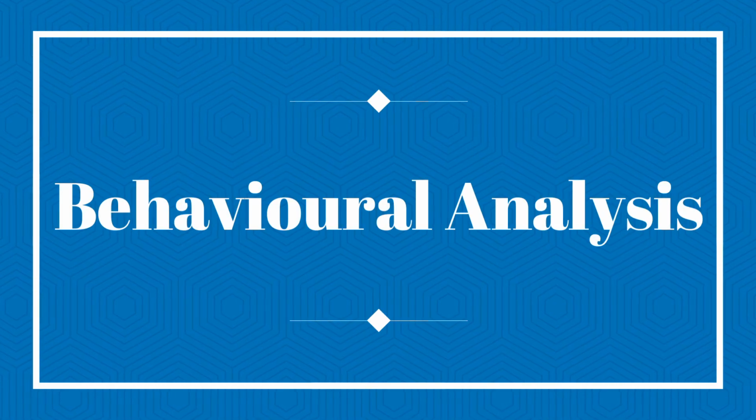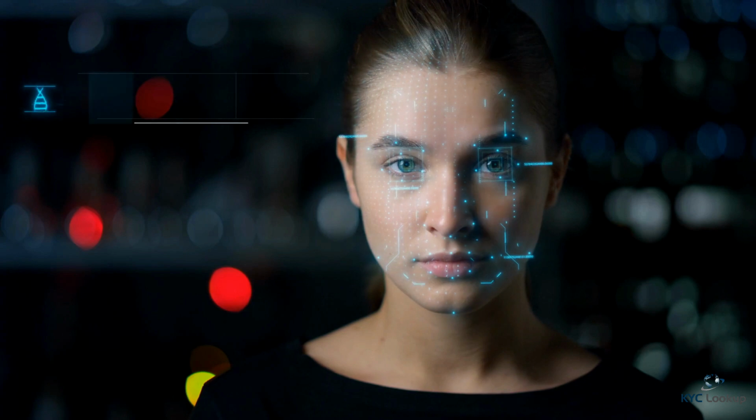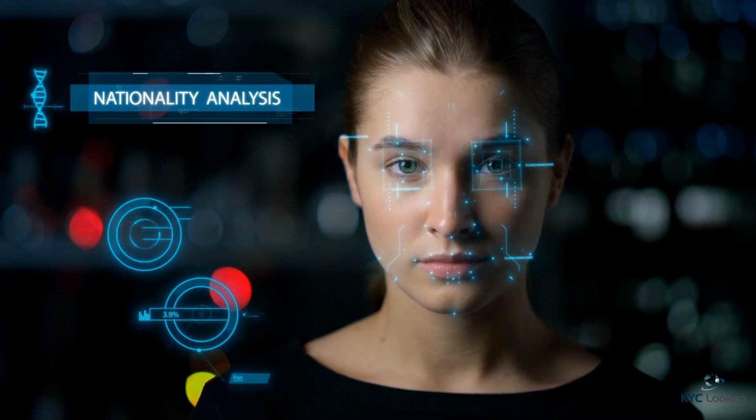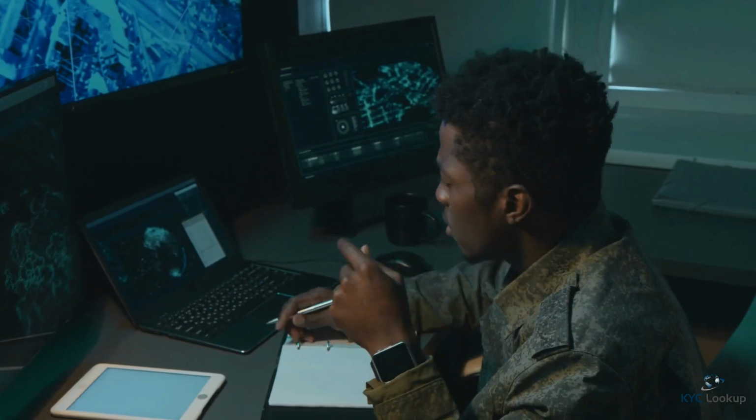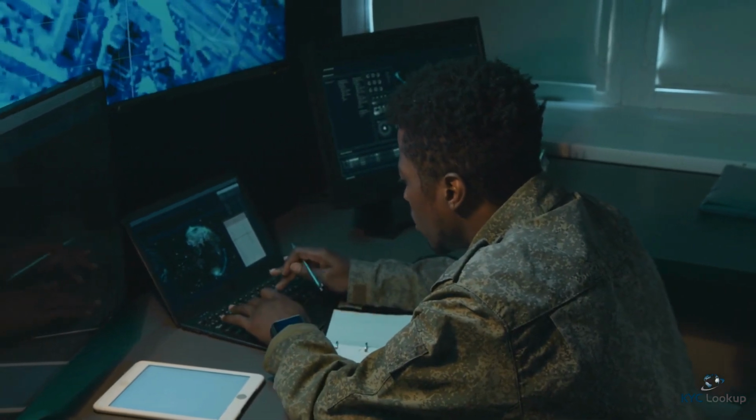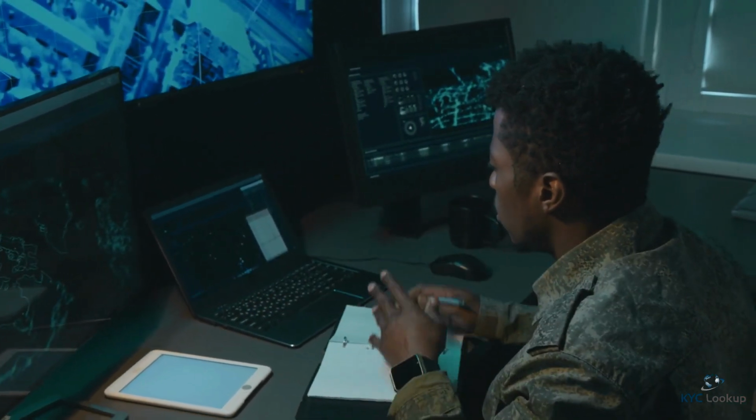And behavioral analysis. While automated systems can analyze transaction data, they may miss the subtle nuances of customer behavior. Human experts can detect anomalies and behavioral changes that might indicate suspicious activity.